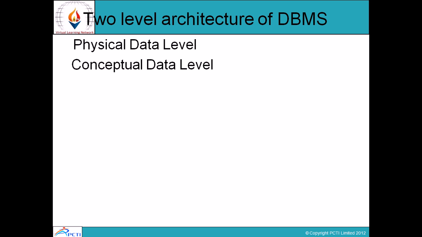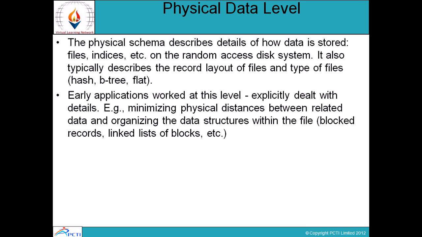Now there is the 2-level architecture of DBMS. One is the physical data level and the second is the conceptual data level. In the physical level we describe how data is physically stored, and the locations are mentioned in the physical data level. The conceptual level contains how the data is conceptually and logically linked with each other. So the physical level tells you how the data is physically stored and where.